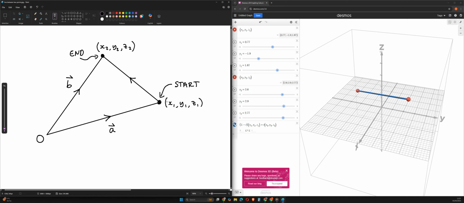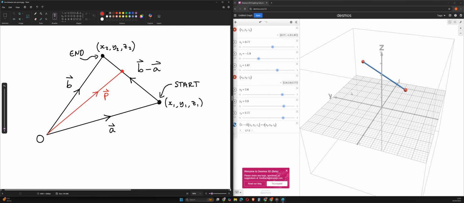And to get from the start to the end, we have to go against the flow of A, which is minus A. Then we have to go with the flow of B, which is plus B. Now minus A plus B, in terms of vectors, is the same as B minus A. So we can name this third vector over here B minus A.